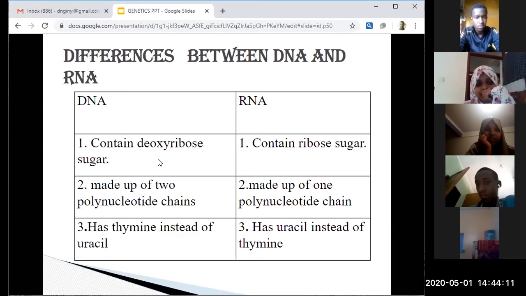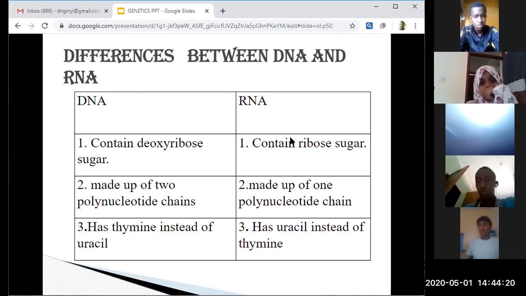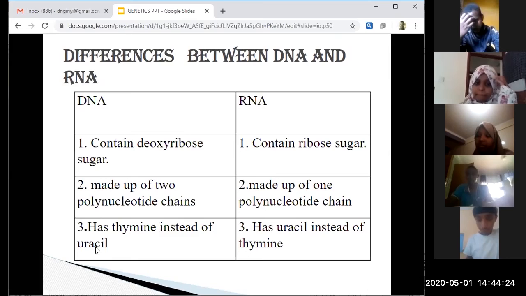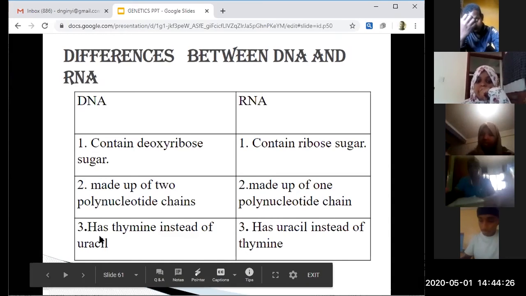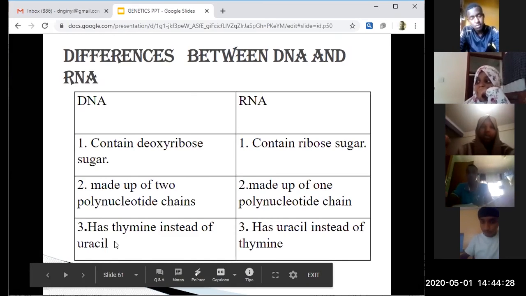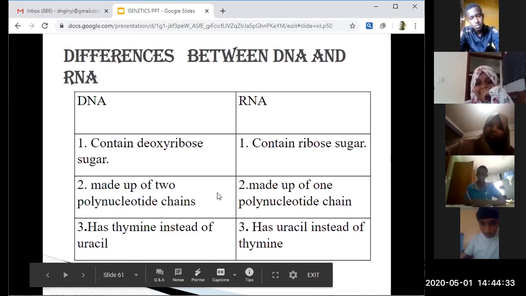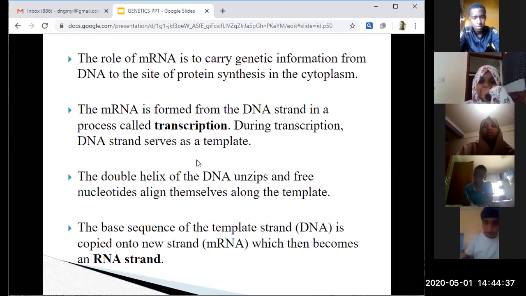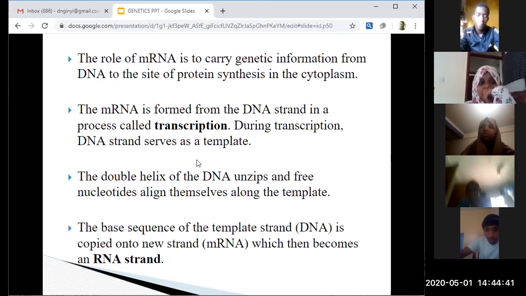Then we have the two nucleotide chains. One is a single strand, that is RNA, and the other one is a double strand, DNA. Then in DNA, you can see thymine instead of uracil. For the other one, we have uracil instead of thymine. The role of DNA in protein synthesis, you can see what happens.